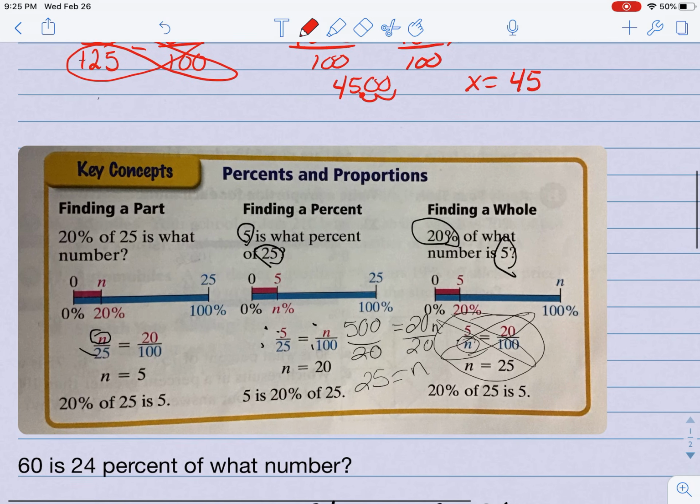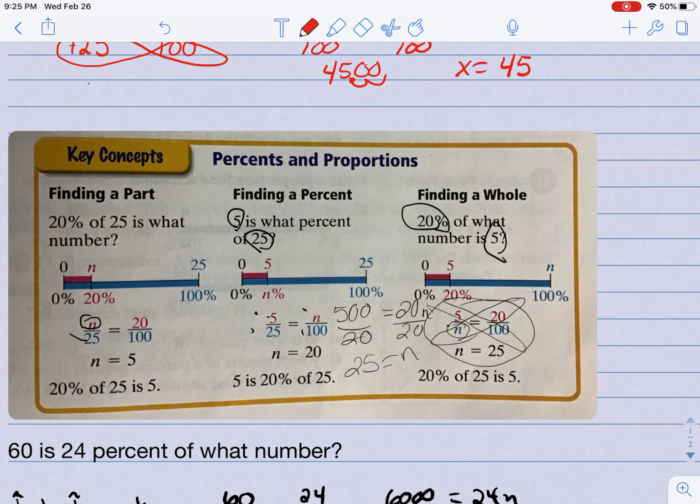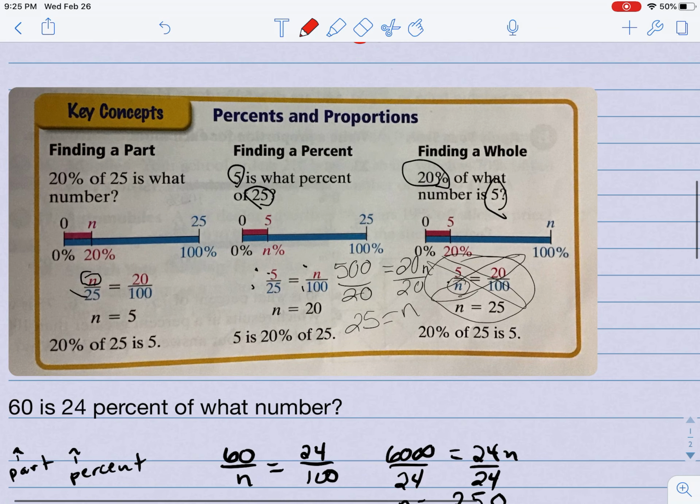Okay, and now this is going to give us just a quick reference, depending on what you're finding. So if you're finding a part, your variable is going to be over your whole number. So the whole amount is 25. We're finding out what 20% is, so our part is above 25. Okay, finding a percent. So now our percent is what we're trying to find, and that's going to be over our 100, but we know our part and we know our whole.